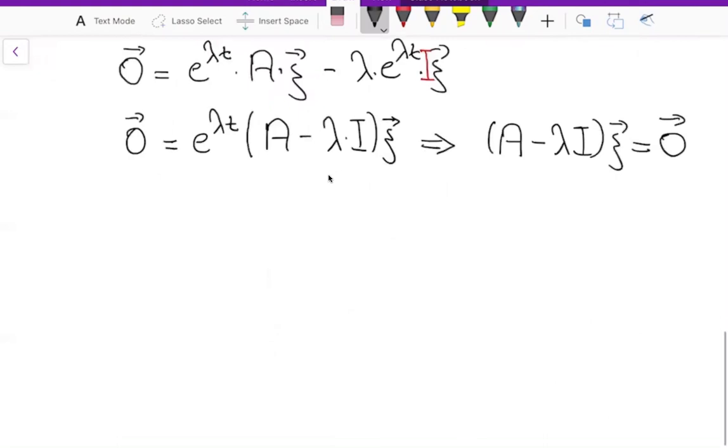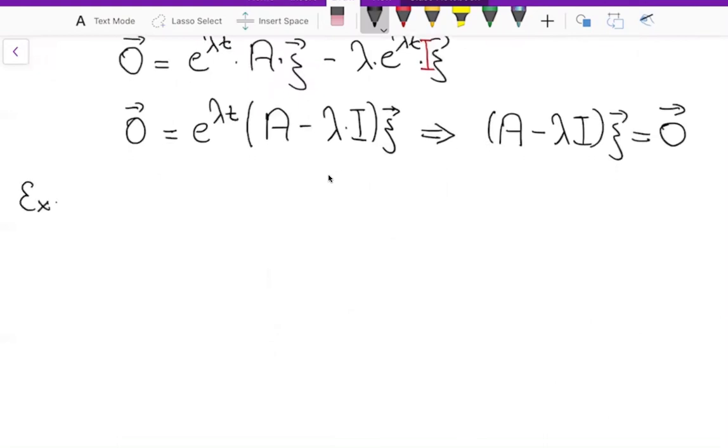All right. So now let's try this on an example. Let's look at the following problem. x1 prime is equal to x1 plus x2, and x2 prime is equal to 4x1 plus x2. Okay. And let's give an initial condition. So we want x1 at 0 to be 1.